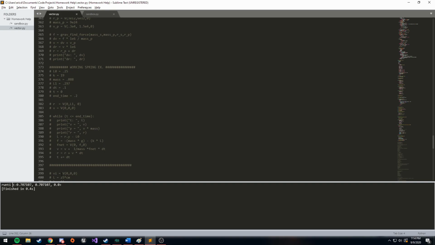And the unit vector would be minus 0.7. Sorry, yeah, no, I was right. 0.7, and then 0.